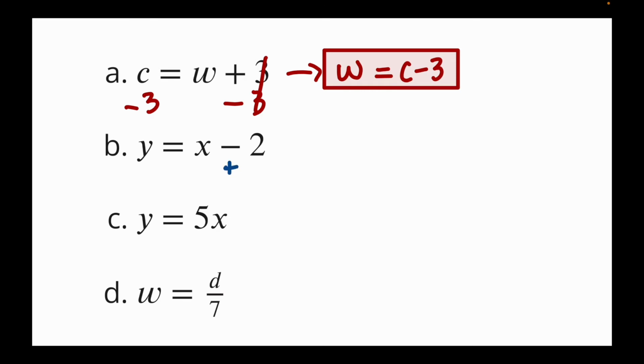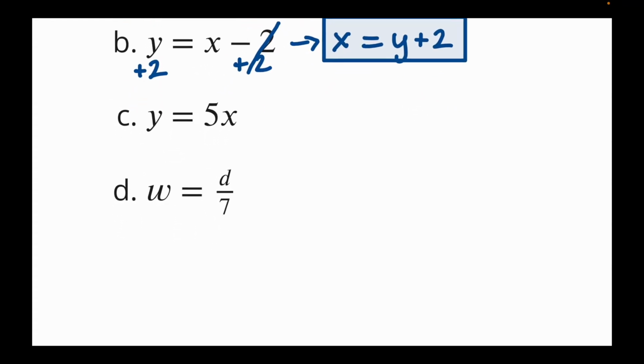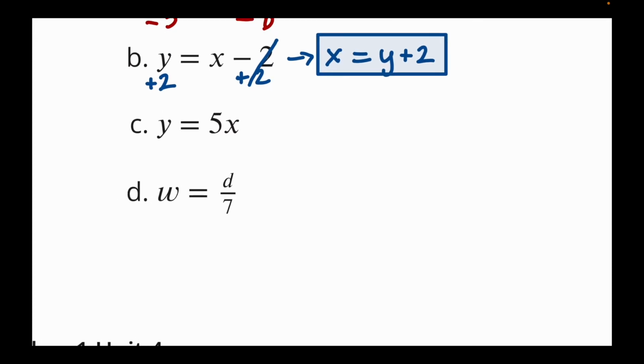So we're going to add 2 to both sides, because our goal is to now get the x by itself. So those 2's will cancel each other out, and what we would have here is x on its own, and is then equal to y plus 2. So we're just doing the opposite operation, basically whatever it undoes, to each side, until we have the other variable by itself.